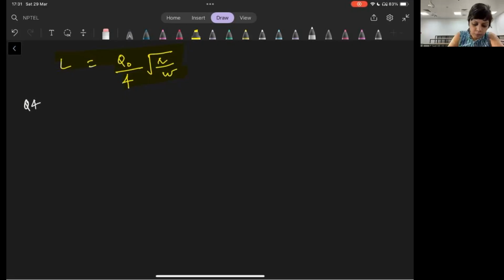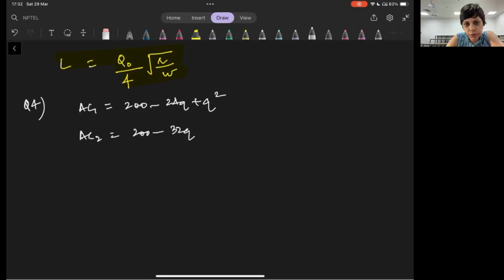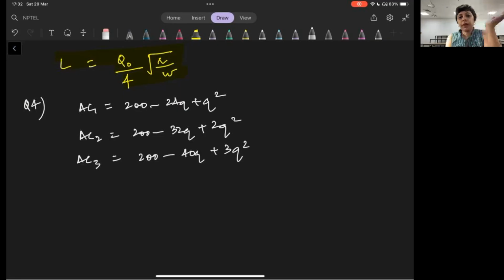Okay, so let's write this. Average cost for the first plant is 200 minus 24q plus q square. Average cost 2 is 200 minus 32q plus 2q square. Average cost 3 is 200 minus 40q plus 3q square. Right, these are the three cost functions.